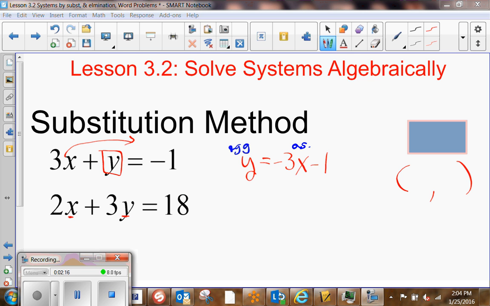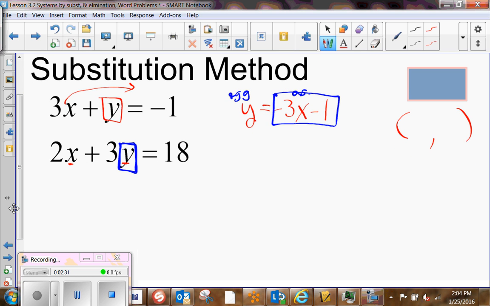Okay? So I'm going to take my applesauce, my negative 3x minus 1, and wherever I see a call for an egg, whenever I see a y in the other equation, I'm going to stick in the applesauce instead. So I'm going to have 2x plus 3, but now I have no egg. I'm going to put in the negative 3x minus 1, equals 18. And the beautiful thing about that is now I just have one variable, so I can figure out what that variable is. So let's do a little math here.